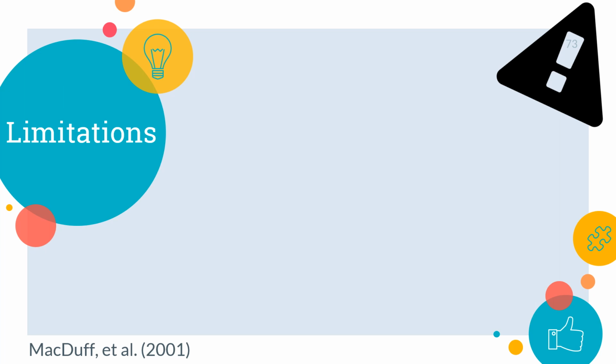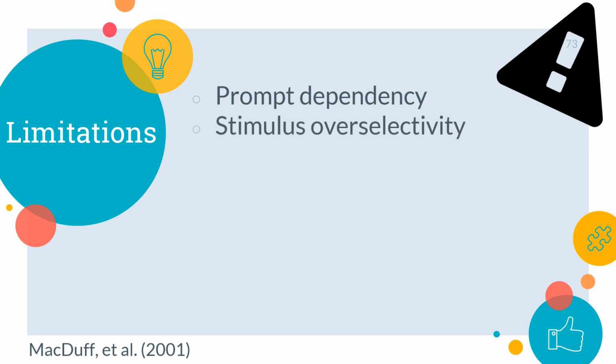When considering prompting strategies, it is also important to consider the limitations. Prompt dependency is when a person doesn't respond to the stimuli desired to evoke a response and instead responds only in the presence of the prompt. Stimulus overselectivity is when a stimulus prompt is used that contains multiple components and the individual only responds to a component of that stimulus prompt.